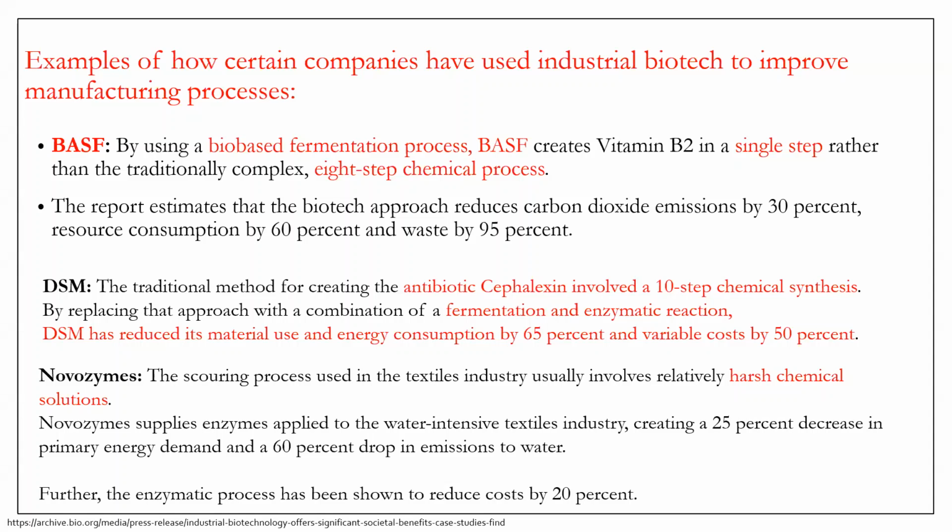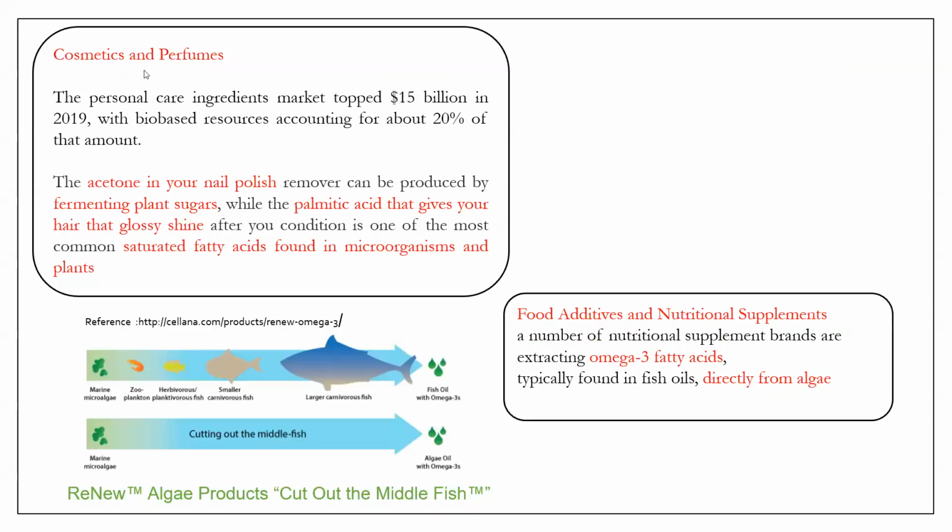So by using the enzymatic process, you're not only giving a better bioproduct, but you're also decreasing a lot of hazardous waste which gets generated during this chemical process. Apart from that, cosmetics and perfumes have topped $15 billion in 2019, where they have focused on using bio-based resources. Like for nail polish, acetone is normally used. Now, this acetone has been produced by fermenting plant sugars. And apart from that, the palmitic acid that gives your hair that glossy shine has also been produced from microorganisms.